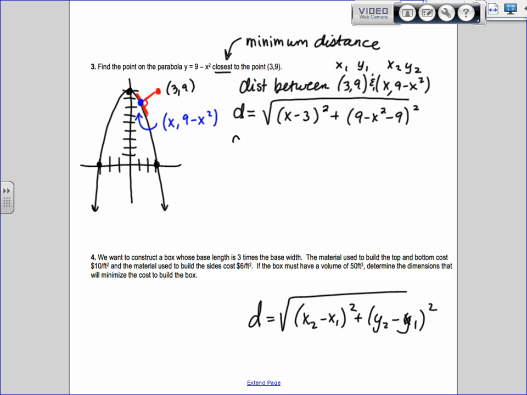So I get d equals the square root of x squared minus 6x plus 9, and then minus x squared squared is going to be plus x to the fourth, because the negative is going to be squared. That's what we're minimizing. If you want to rewrite so that you see it raised to the 1/2, you can. It's x to the fourth plus x squared minus 6x plus 9, raised to the 1/2. So we're doing chain rule, right?